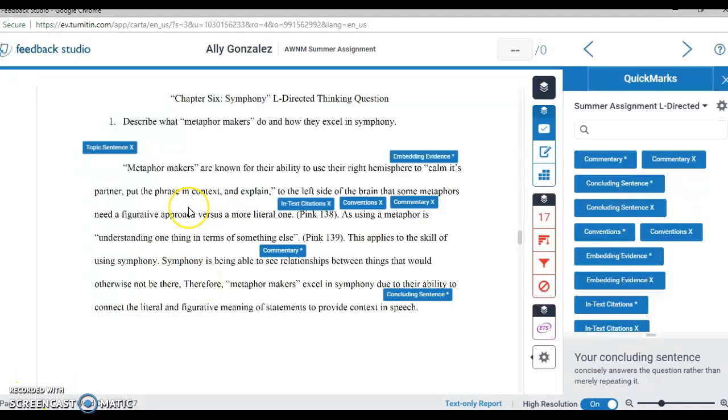All right, so next I look at evidence. I would say this is the strong point of your writing, Allie. I think you selected nice evidence that really tied back to the question and let you develop your answers. And you're also doing a pretty good job of what we call embedding or integrating your evidence. So for example, here you have "use the right hemisphere to calm its partner," put the phrase in context. Even with the quotes, that reads really smoothly, which is exactly what we want, so that's great.